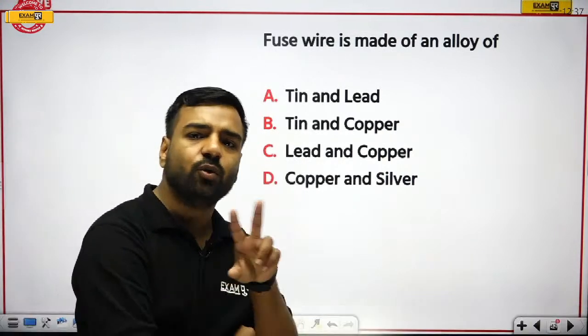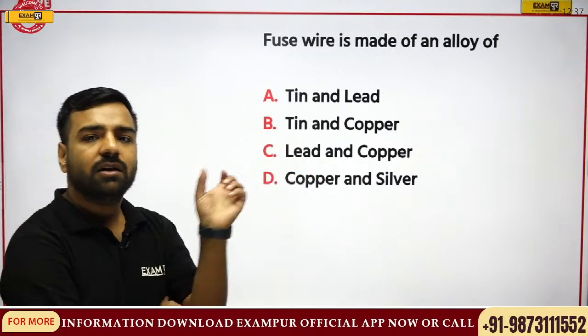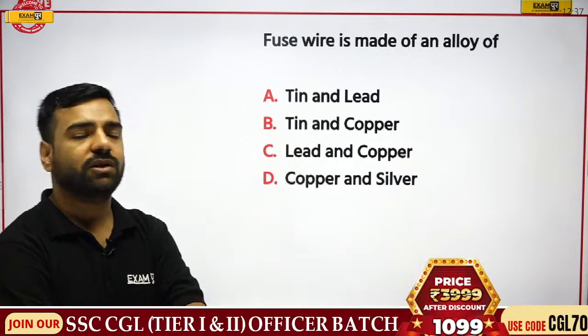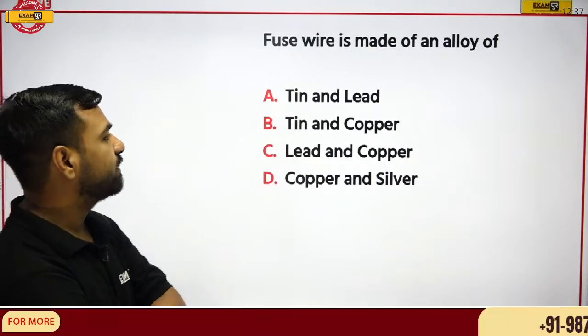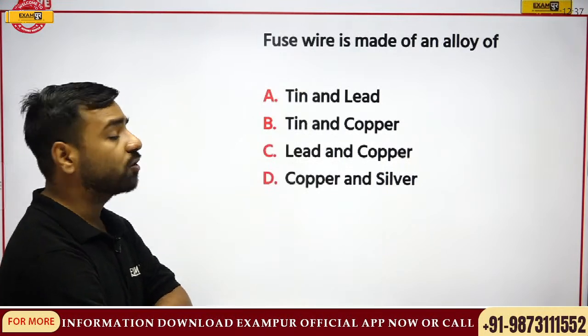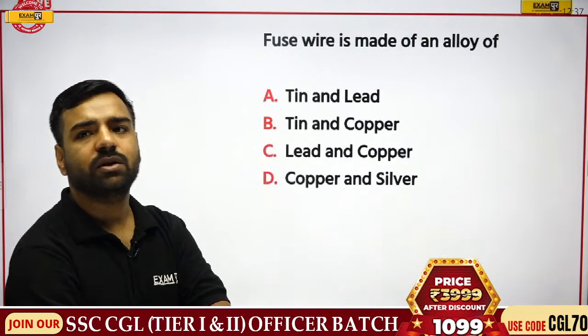Now, I'll be asking two questions here. One is this one. One more question I'll be asking because that is from the physics part. So, first let's have a look at this question. Fuse wire is made up of which alloy? Is it lead and tin, tin and copper, lead and copper, or copper and silver? Okay, so there's a network problem. Okay. No issues, no issues.